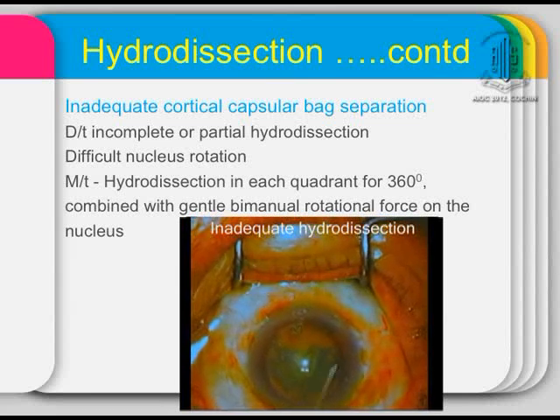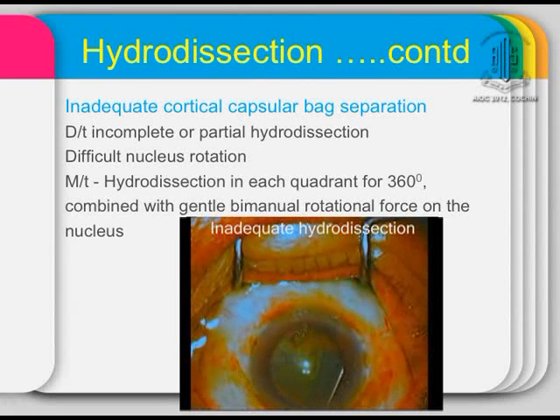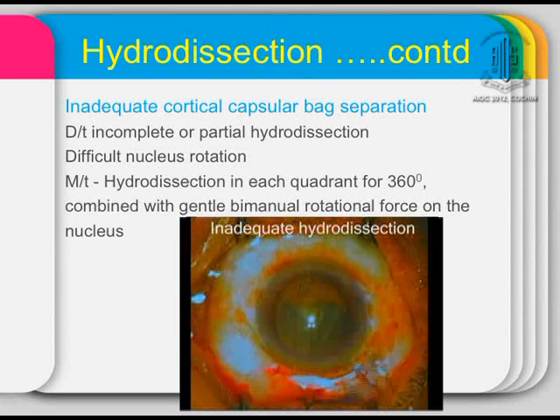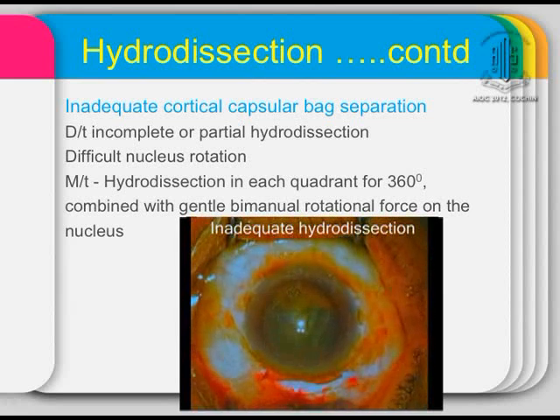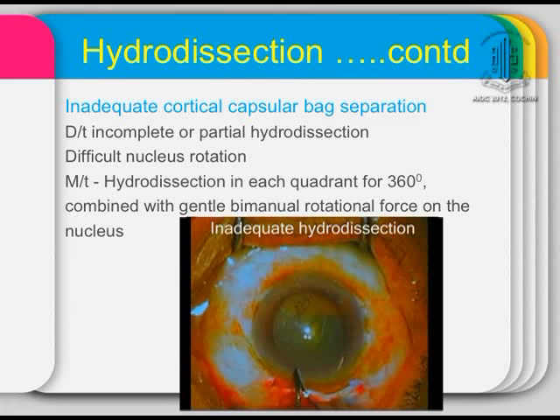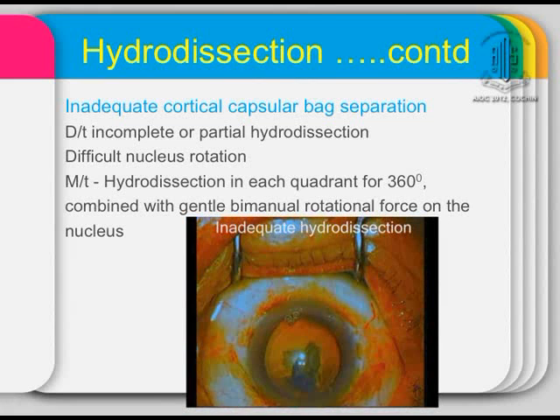Hydrodissection in each quadrant for 360 degrees, combined with gentle bimanual rotational force on the nucleus, will help in this type of situation, and that's what he has done at the end. He has done hydrodissection in all the quadrants and now he is able to prolapse it.